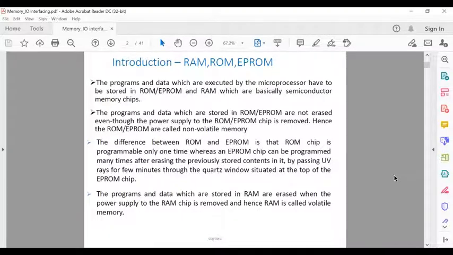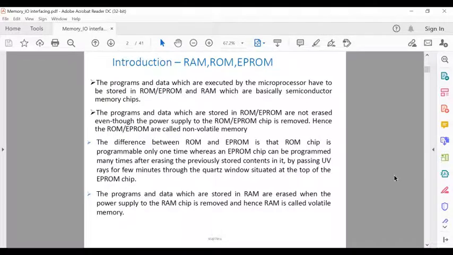And how can the previous content be erased? Using UV rays, by passing the UV rays for a few minutes through the quartz window situated at the top of the IC, after which the previous data can be erased. Now what is RAM? In a RAM, stored programs and data are erased when the power supply to the chip is removed, and that's why RAM is called volatile memory.